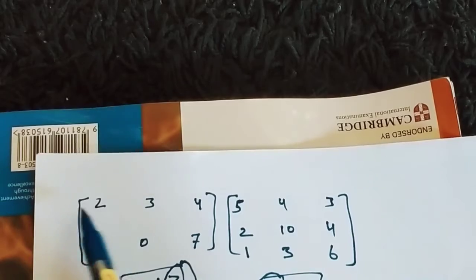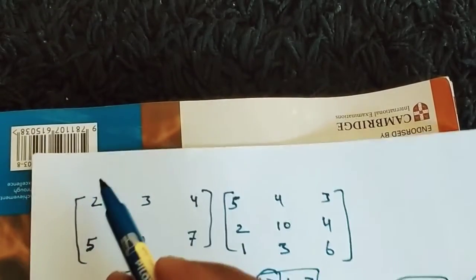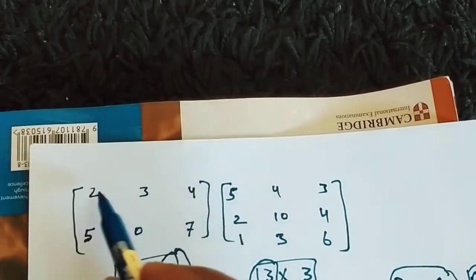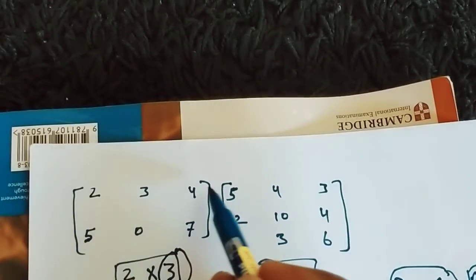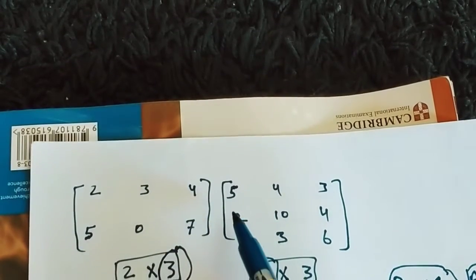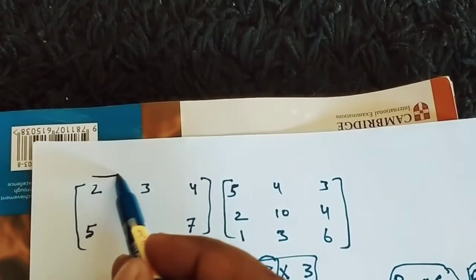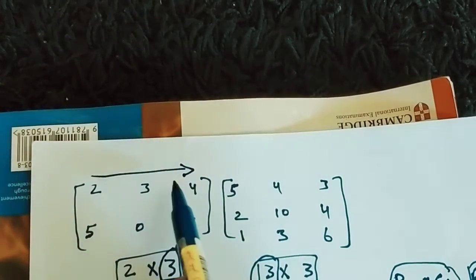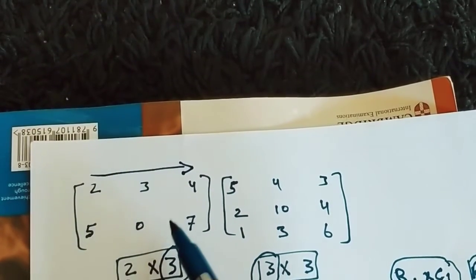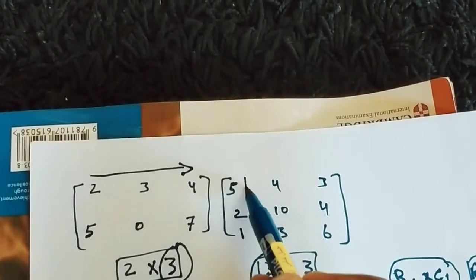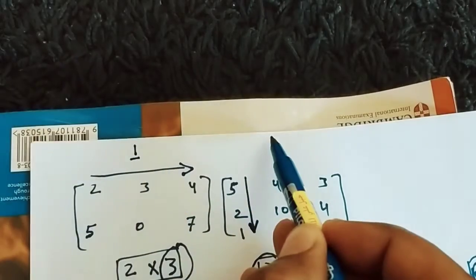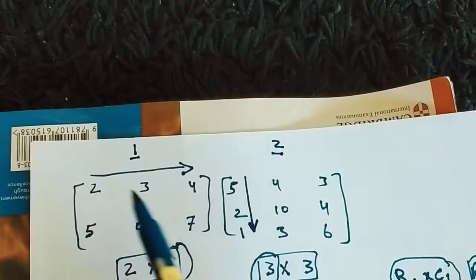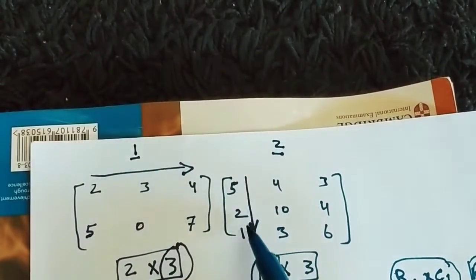Look, here in the first row we have three elements, 1, 2 and 3. So first of all we want to find the first element. What is the first element? First row of the first matrix multiplies with the first column of the second matrix. This is the first matrix and this is the second matrix. So first row will multiply with the first column of the second.